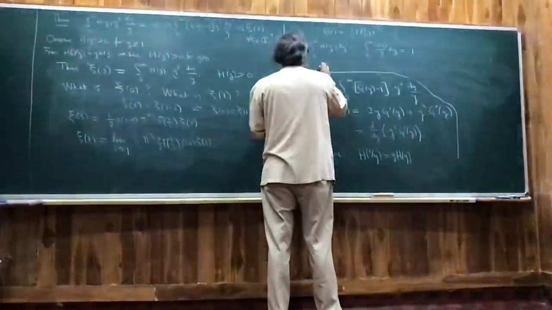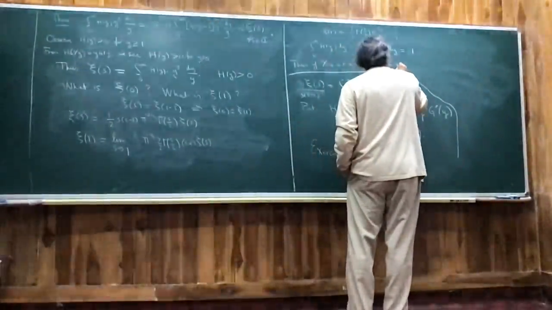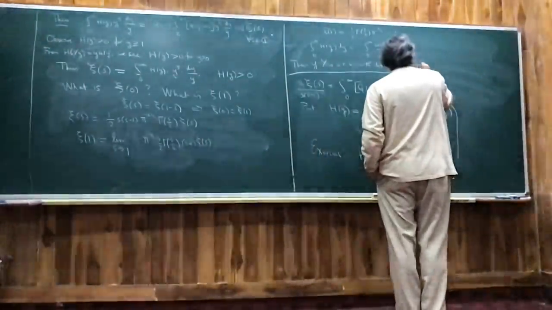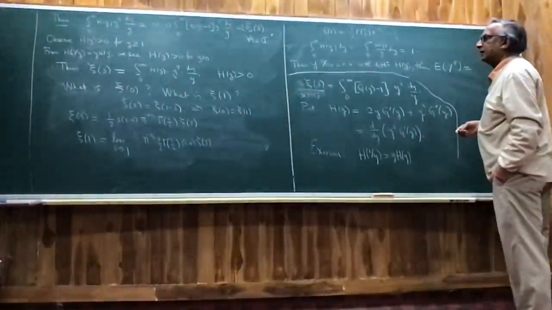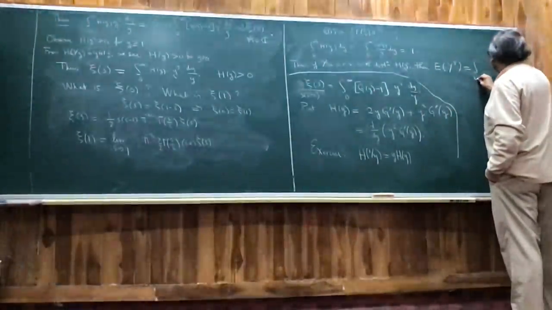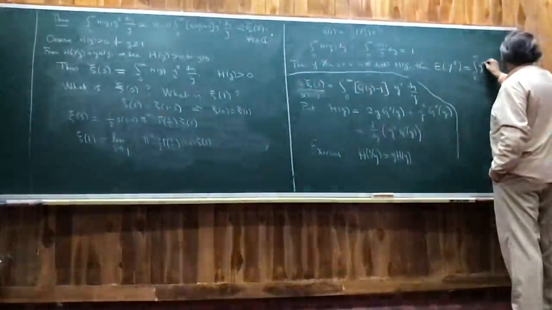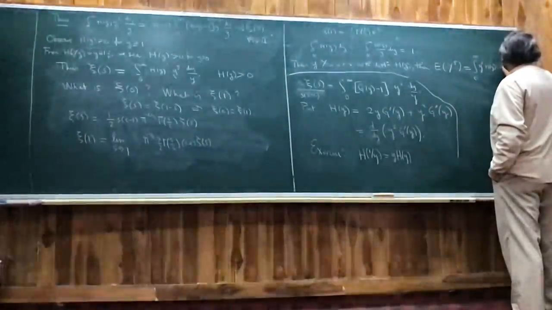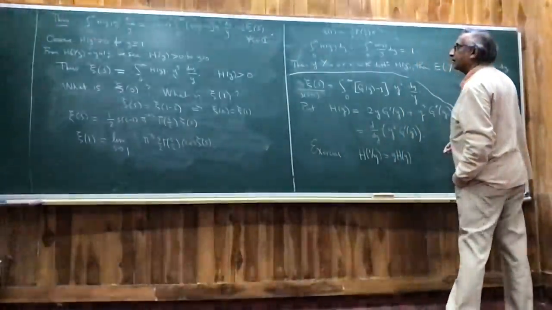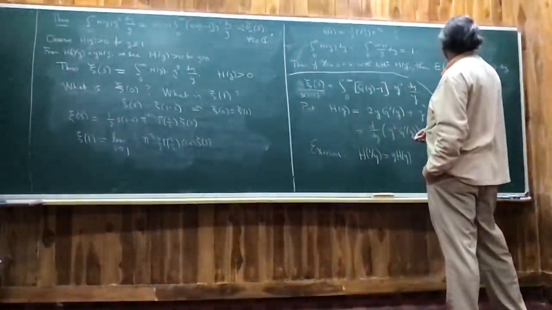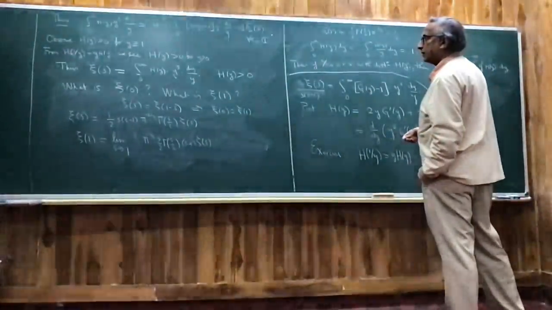Thus, if y is a random variable with distribution h of y, then the expectation of y to the s is nothing but the Mellin transform, the integral from 0 to infinity of y to the s h of y dy. Let's see, what do I have here, dy? Yeah, that's correct.